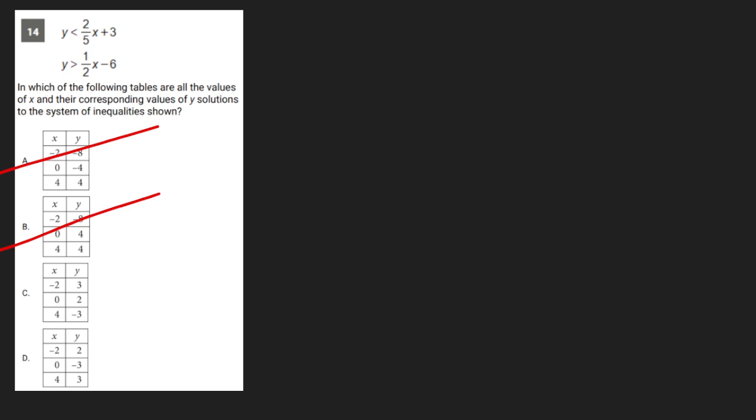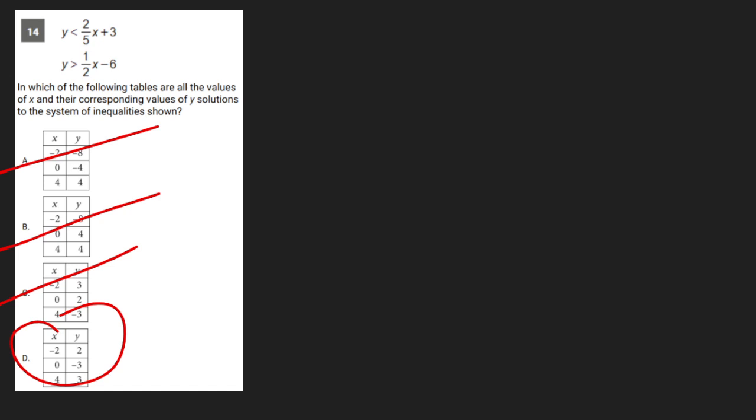So negative 4 over 5 plus 3 is 11 over 5, which is 2.2. But C is not less than 2.2, so it has to be D. Let's just check all of D. So plug negative 2 for both equations. We see that y is greater than negative 7. We see that y is less than 2.2 and y is 2.